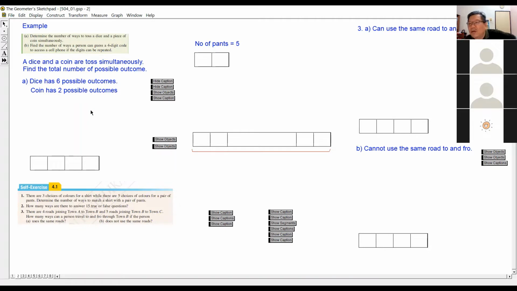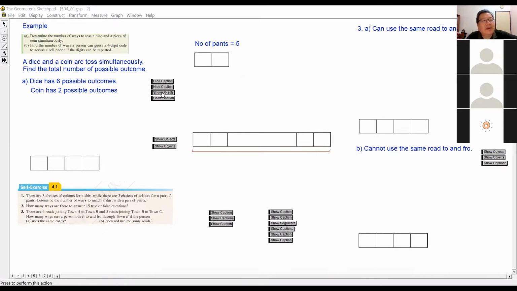So altogether, how many outcomes are there? Jia Yan, can or not? How many outcomes are there? You just type on your screen there, in the chat. Correct, 12. Very good.